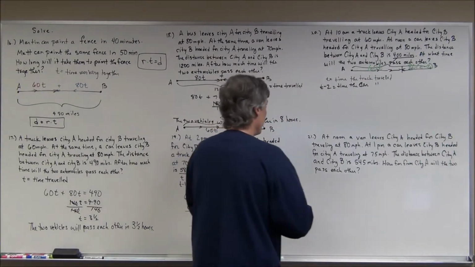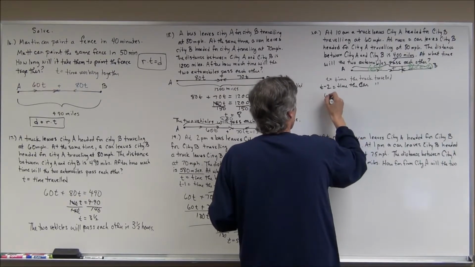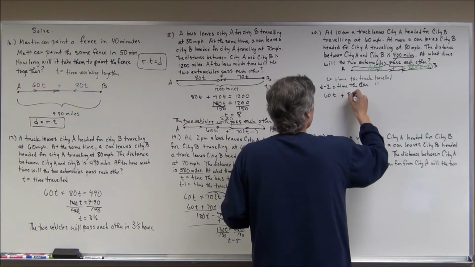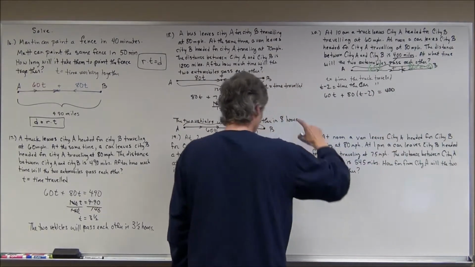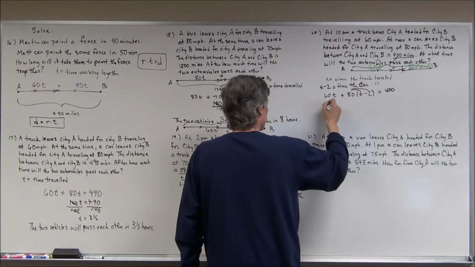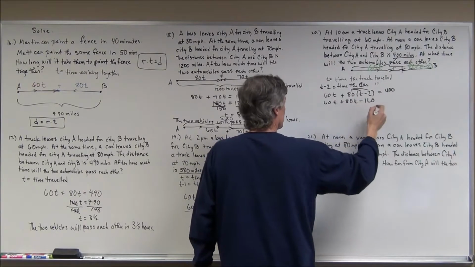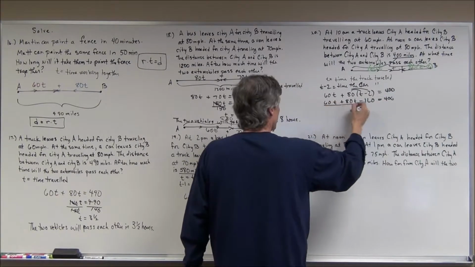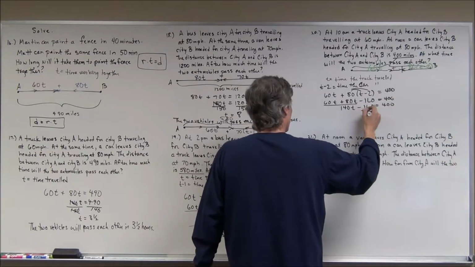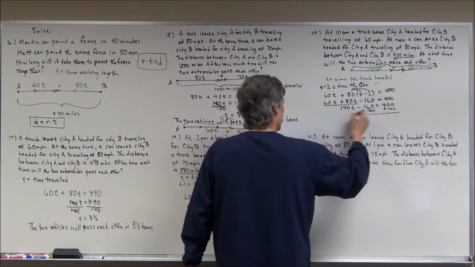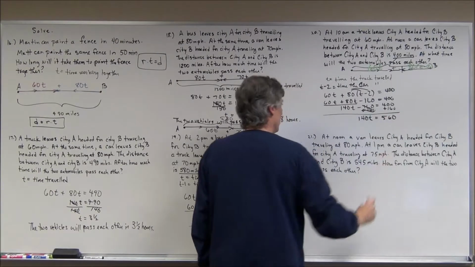And if we add those together, we better get the distance apart, which is 400 miles. So 60t plus 80 times t minus 2 is equal to 400 miles. Just like the last problem, I have to distribute: 60t plus 80t minus 160, 80 times 2 is 160, equals 400. Combine like terms: 140t minus 160 is 400. Add 160, if I can squeeze all this in, I get 140t is equal to 560.